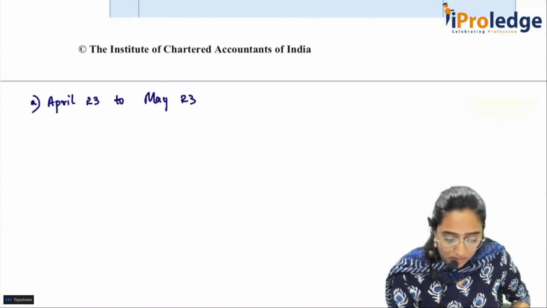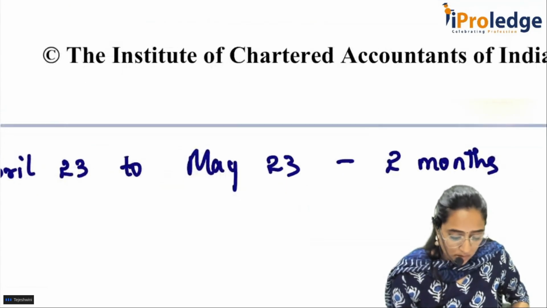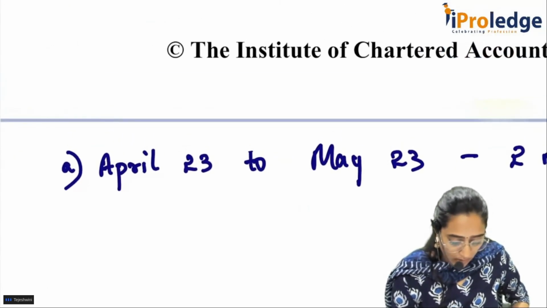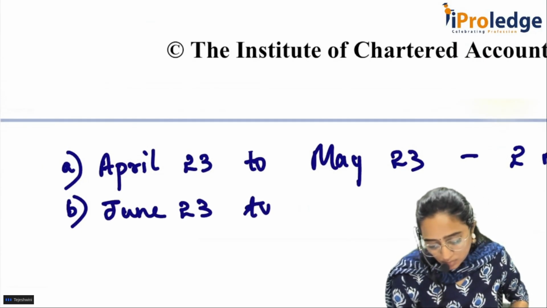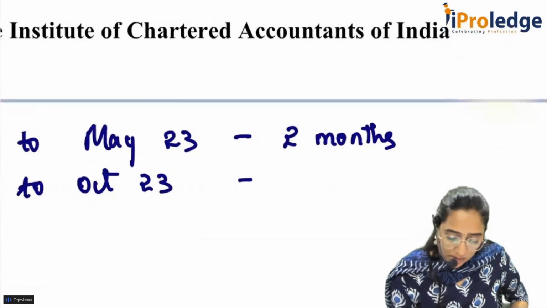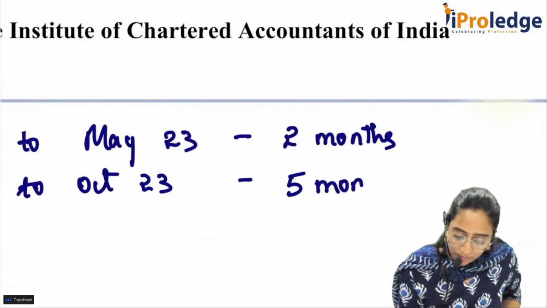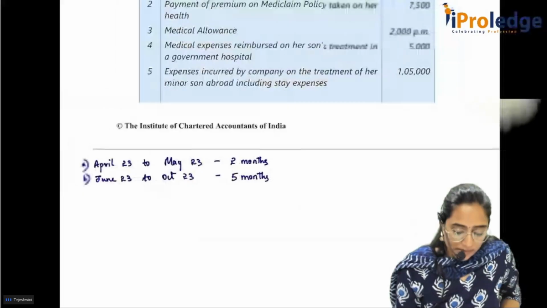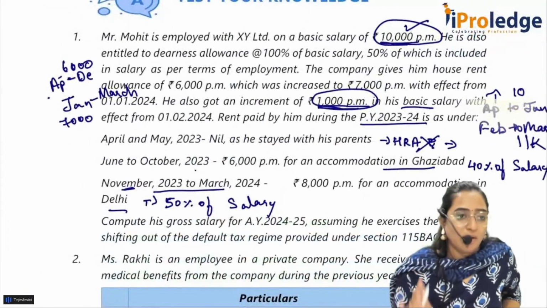Everyone, this is 2 months and this is 3, from June 2023 to October 2023. How many months? 5 months. Everyone, clear? Next, after this, from November to March.